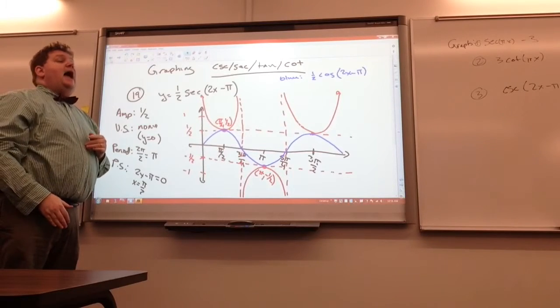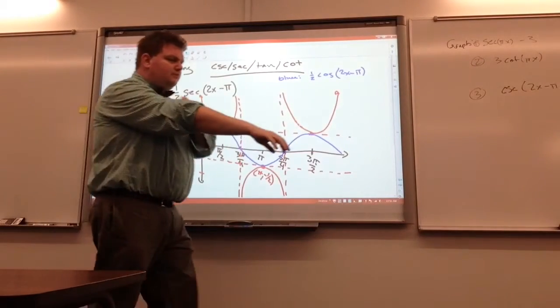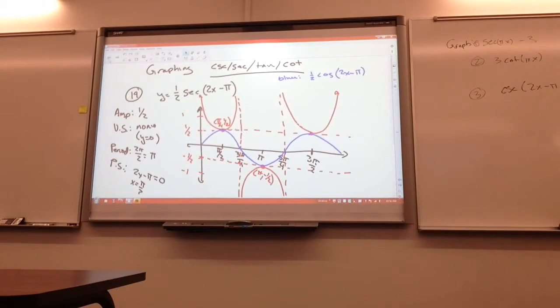And our amplitude is 1. You might want to shorten this axis, because you're going to run out of room down here. Just redraw this axis and make the spaces smaller, so you can fit the whole thing. Go down 1, 2, 3, and then 4. That's fine. We have a vertical shift of -3.